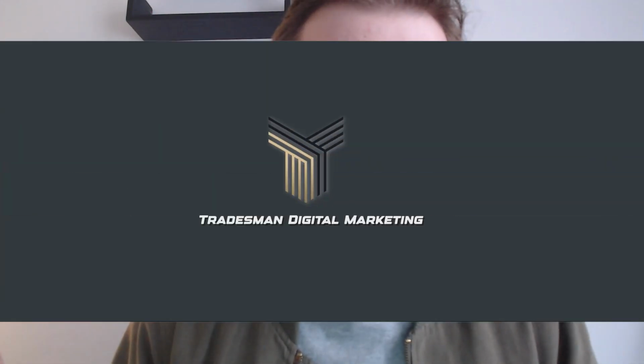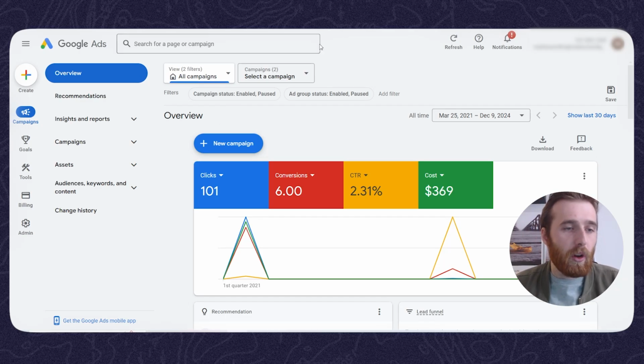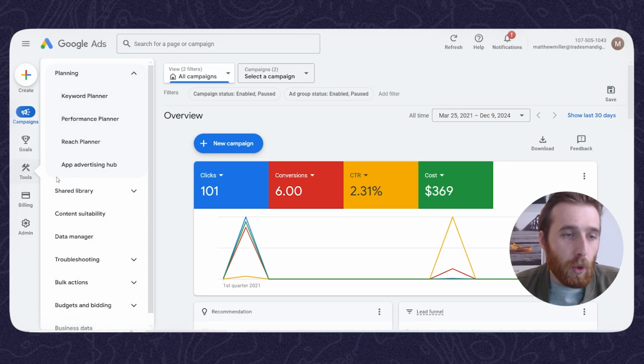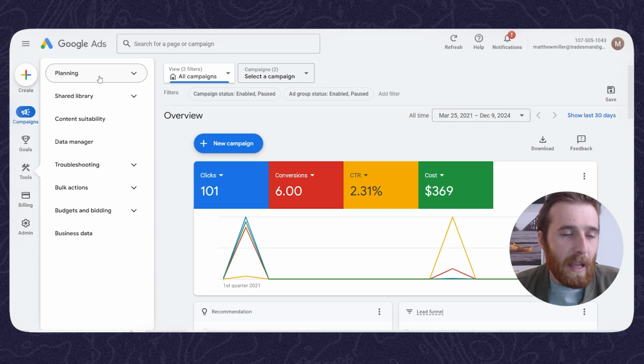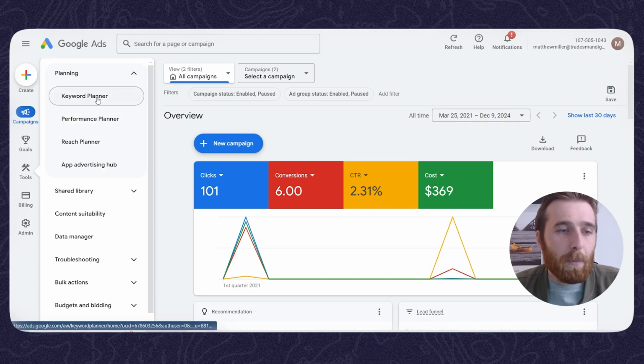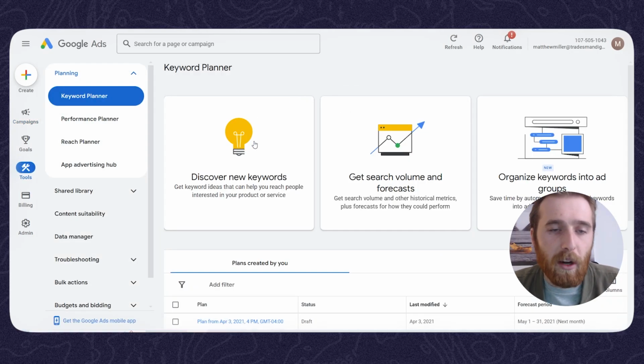And right now we're going to get into it and go over how to actually figure out what keywords are going to be best for your campaigns. So to start off, we're going to come over here to Google Ads and we're going to come down here to Tools. And we're going to come under the planning part of this and we're going to click Keyword Planner. And this is going to bring us to the actual Keyword Planner inside of Google.